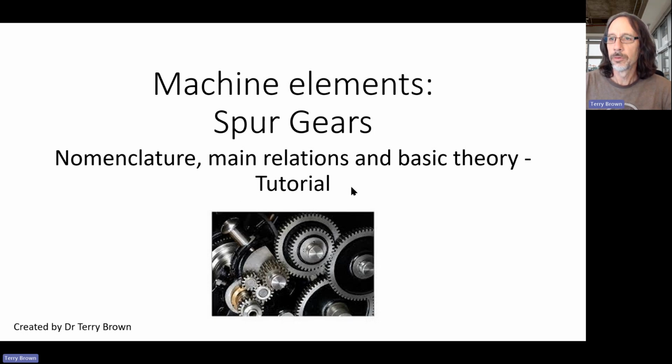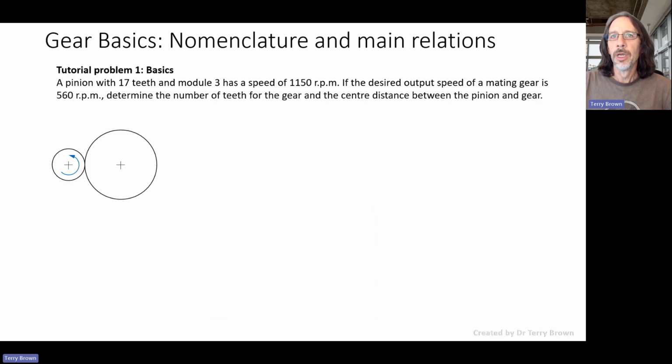All right, so the first problem was relatively simple, just a two gear gear train. We've got an input gear here, or a pinion, with 17 teeth, a module of 3, and a speed of 1150 RPM. So there's a few things in each of these problems as we work through that you should know something about from before, and in each problem I'll introduce something new.